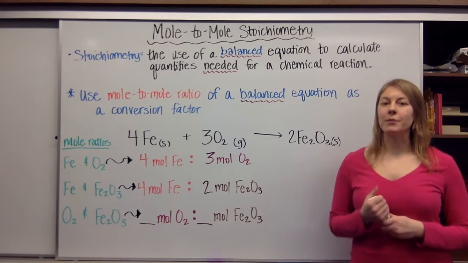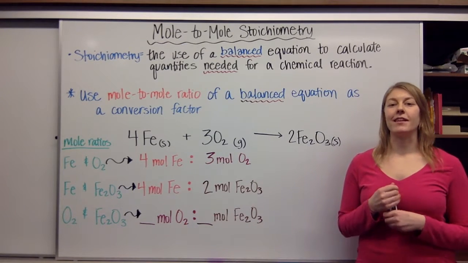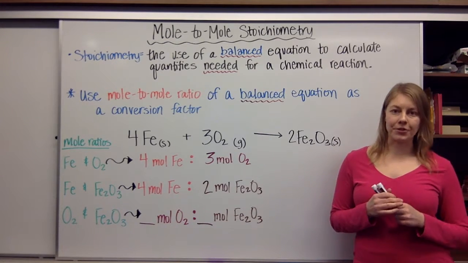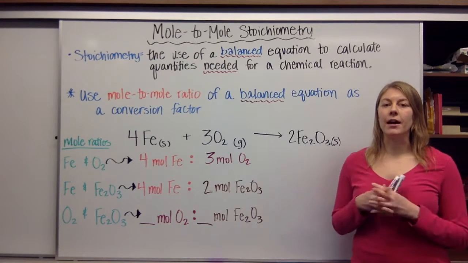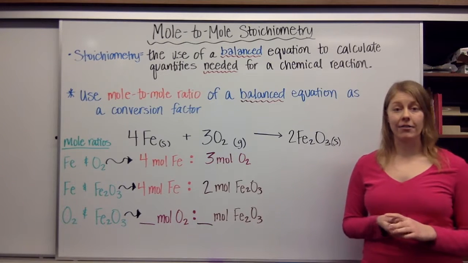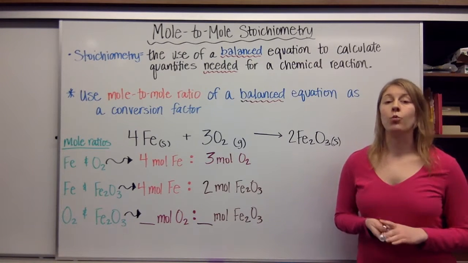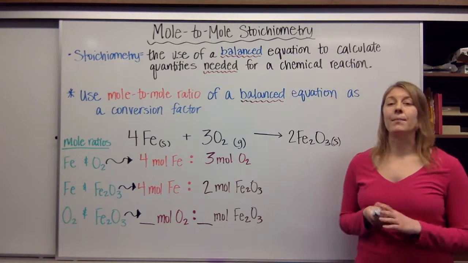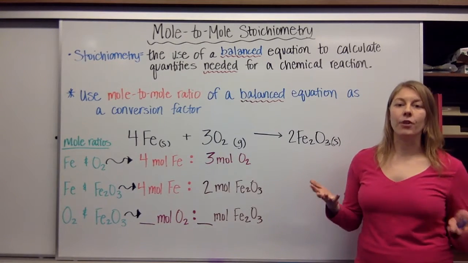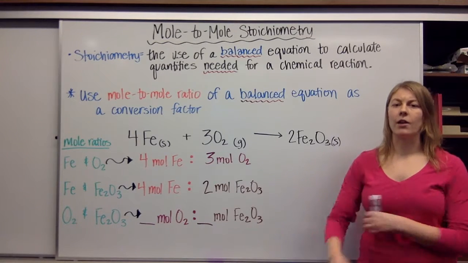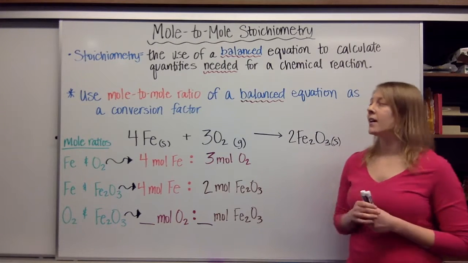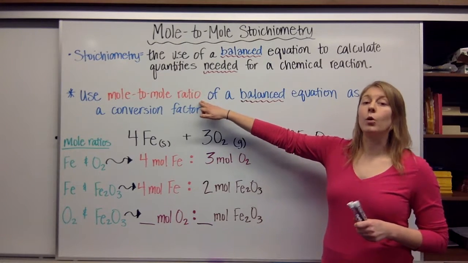We're going to continue with stoichiometry today, and now we're actually going to get to see our stoichiometry calculations at work through dimensional analysis. So just a reminder, today we're doing mole-to-mole stoichiometry. It will get more complicated with our next learning target, but a reminder for what stoichiometry is. We're using a balanced equation to calculate quantities needed for a chemical reaction. We'll also be calculating quantities that are produced in a chemical reaction. How we're going to do this is we're using a mole-to-mole ratio.